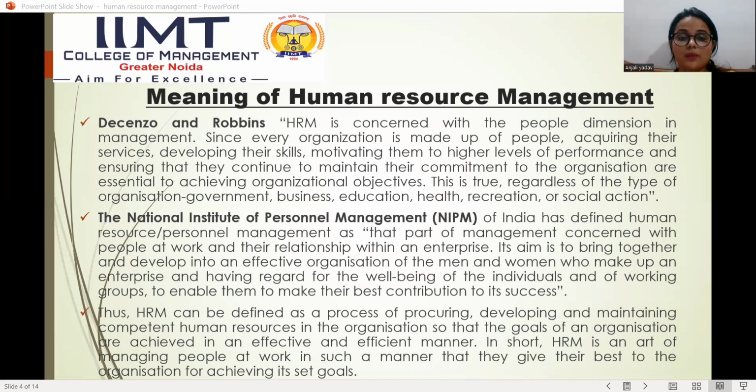According to Armstrong, in 1997, he defined human resource management as a strategic approach to acquiring, developing, managing, motivating, and gaining the commitment of the organization's key resources, that is, the people who work in it and who work for it.